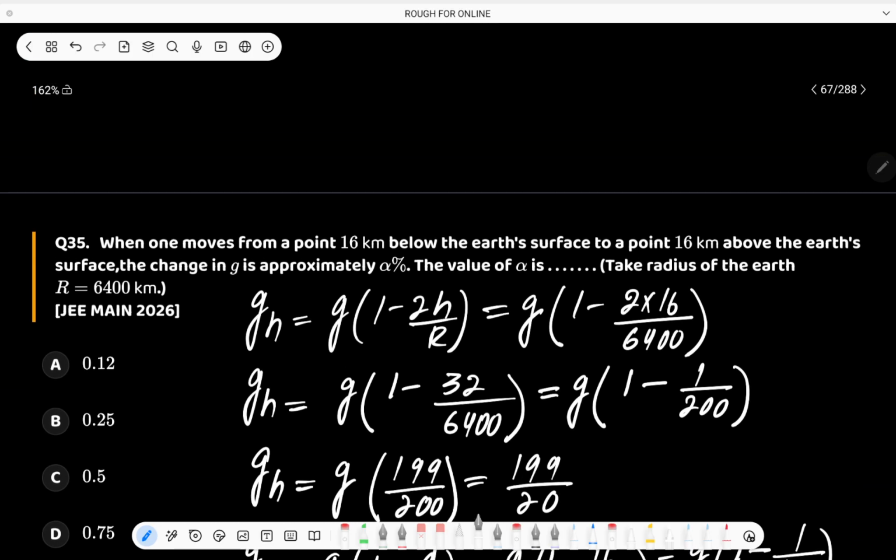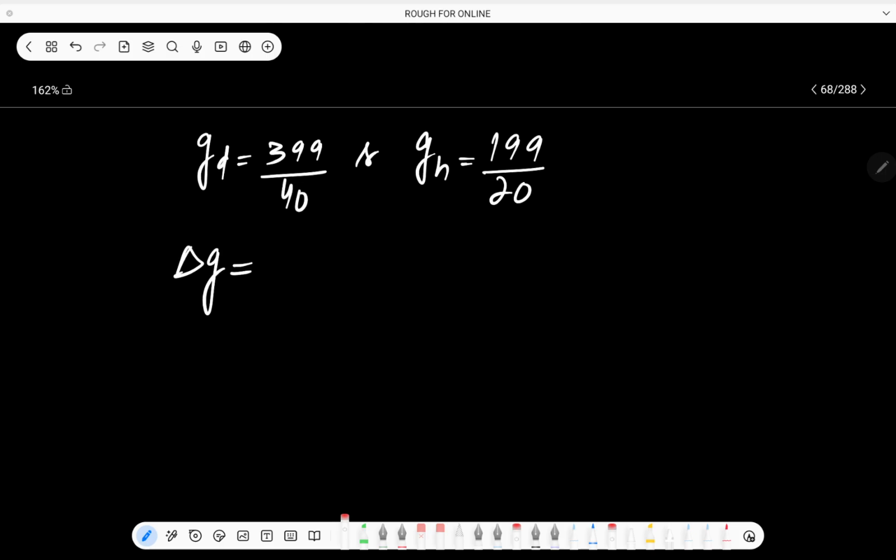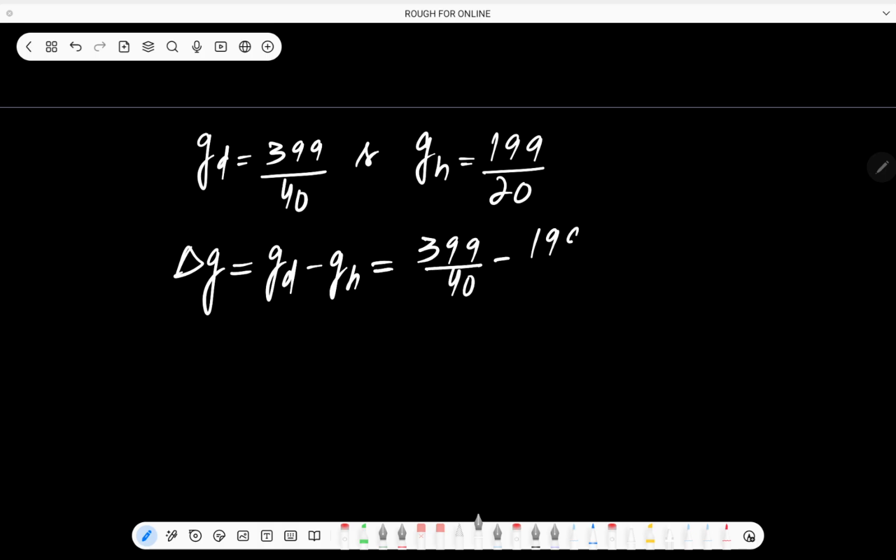Okay, so look at the question again. The question is, when one moves from 16 kilometers below the surface to 16 kilometers above. That means we have to calculate gd minus gh. So it will be gd minus gh. Look, this will come out to be 399 divided by 40 minus 199 divided by 20.